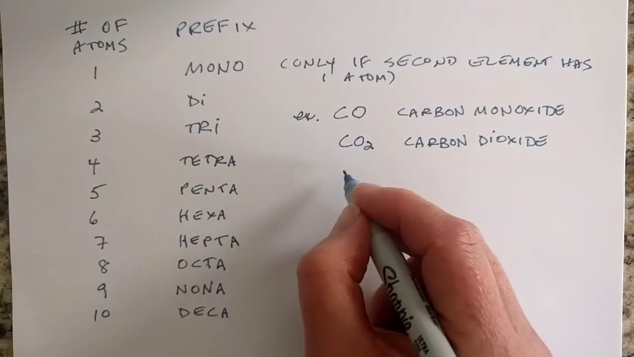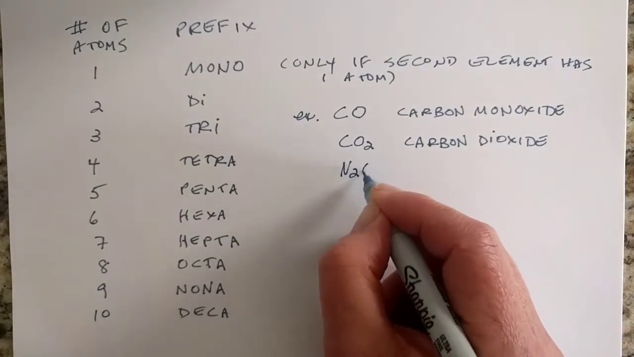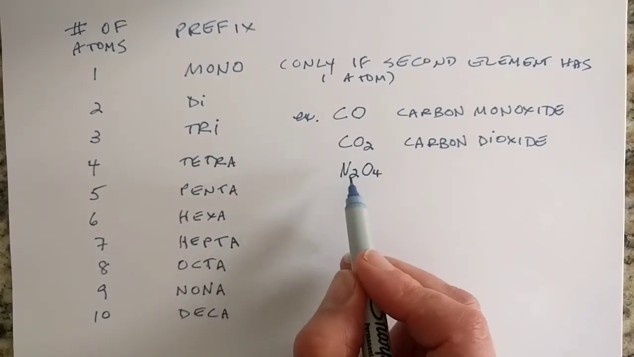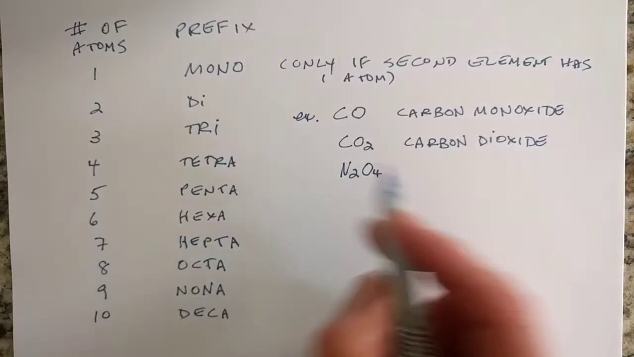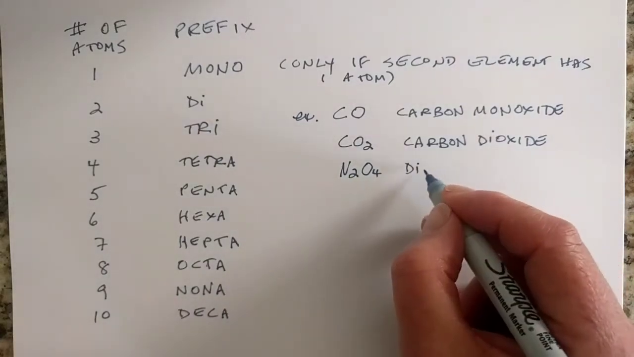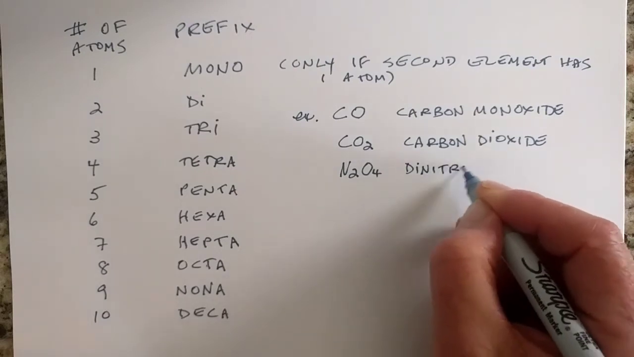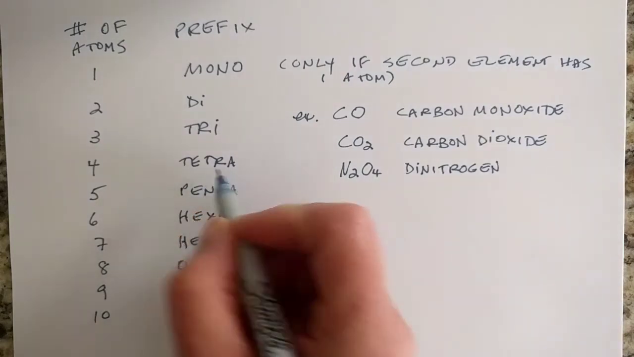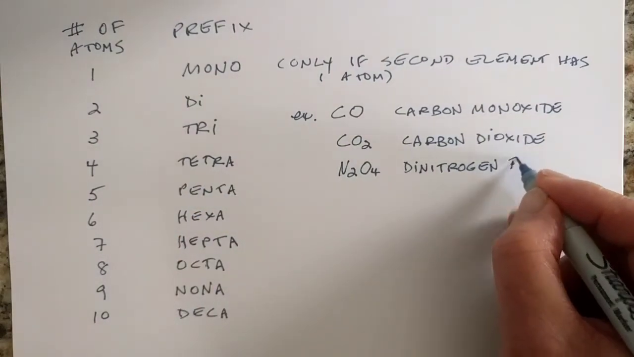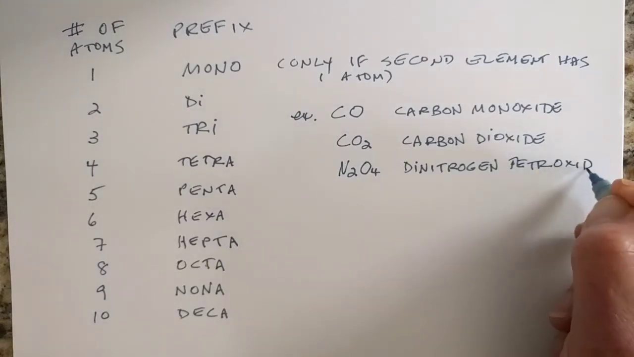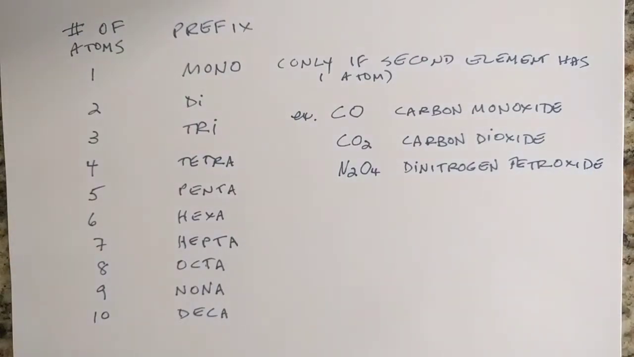Let's look at one I gave you previously, N2O4. Now here, the 2 is on the first element, so we have to have a prefix for that. 2 is di, so this is di. The first element gets its full name, so this is dinitrogen. 4 is tetra, so this is tetraoxide. Or we can mush that together and say tetroxide. Now, if you put tetraoxide, I'd be okay with that. I'm not going to be real picky about that.